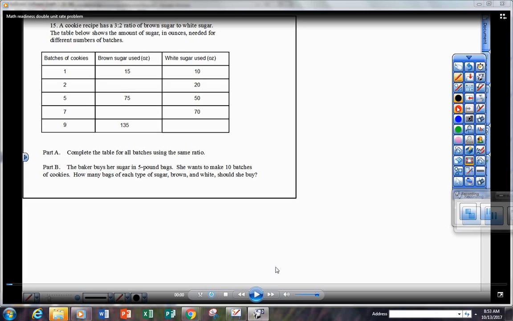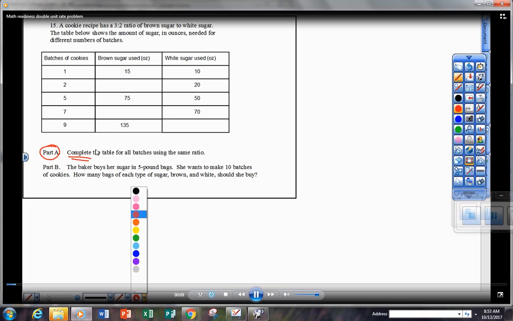Okay, this problem in my eyes is the hardest problem on the benchmark. So here we go. First part has you complete the table by setting up a series of equal fractions or ratios that you're going to crisscross multiply. So this first one, I'm just going to keep it set up as is on the table.